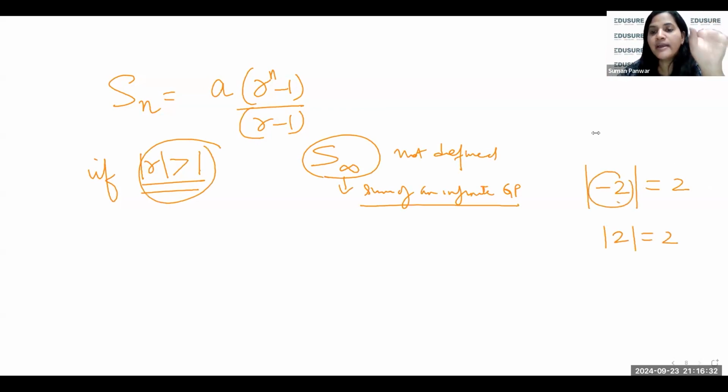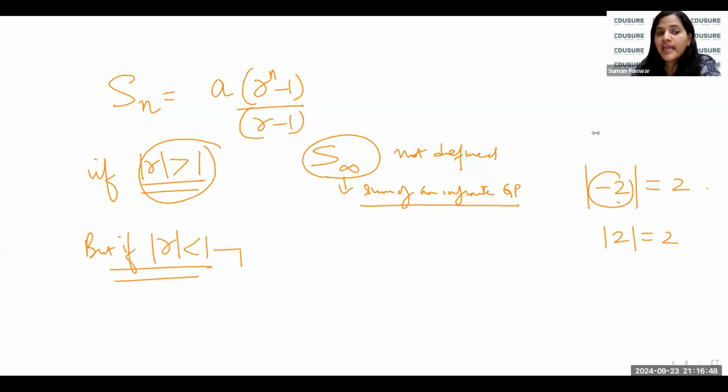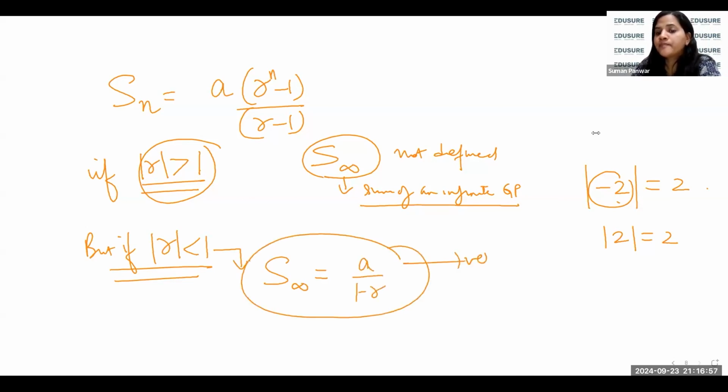That is what is meant by absolute value. Okay. So if the absolute value of r is greater than 1, the sum of infinite terms of a GP is not defined. But if the absolute value of r is less than 1, then the sum to infinite terms is a upon 1 minus r. Please, it is a very, very important formula.